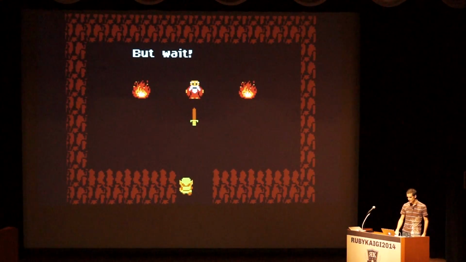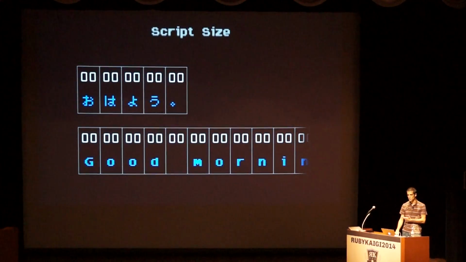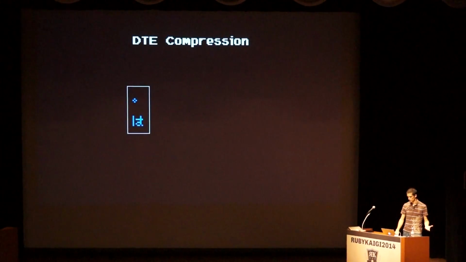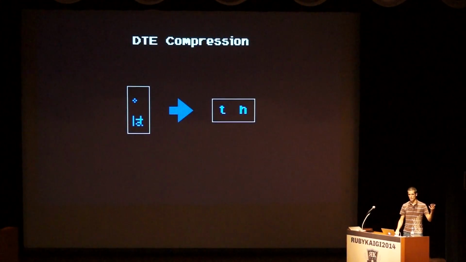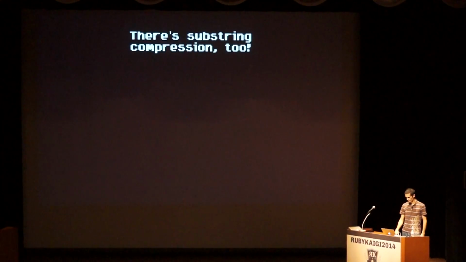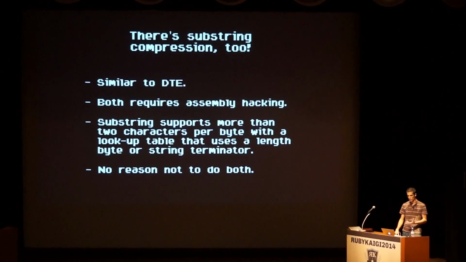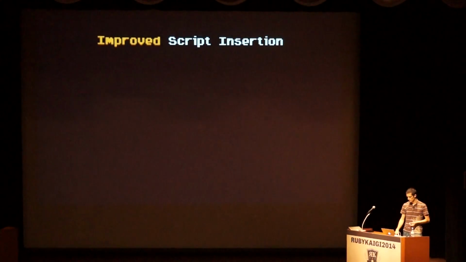So there is one more problem. It relates to script size. And for that, we use dual tile encoding. It's an assembler hack where we take what was for Japanese and use it for English. There's substring compression as well. It's similar to DTE. It requires assembler hacking as well, but it supports more than 2 characters.